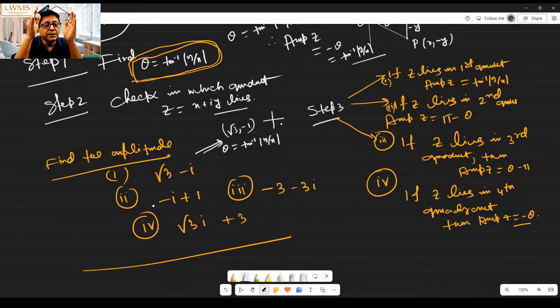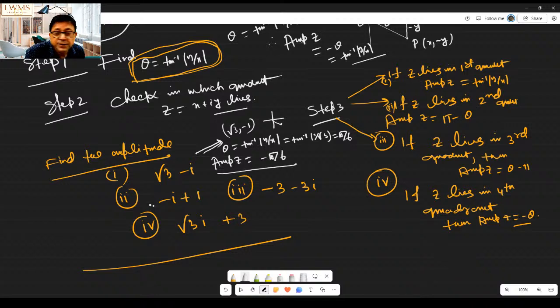Whatever they have given, you find this part positive. What is that? Tan inverse 1 by √3. That is pi by 6. It lies in the fourth quadrant. So amp z, the answer you will write here, is minus pi by 6. Clear? This is your conclusion. This is the fourth case here, no?